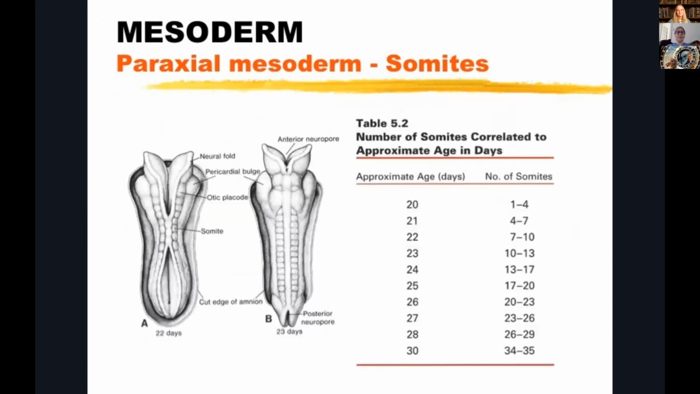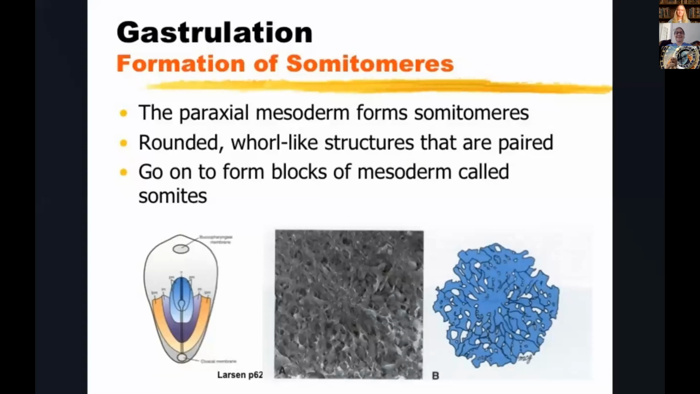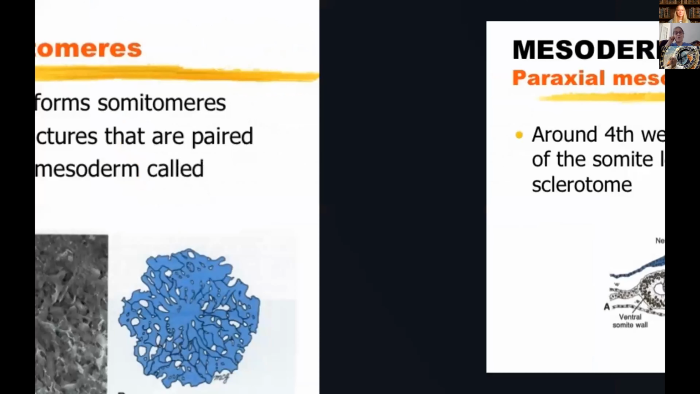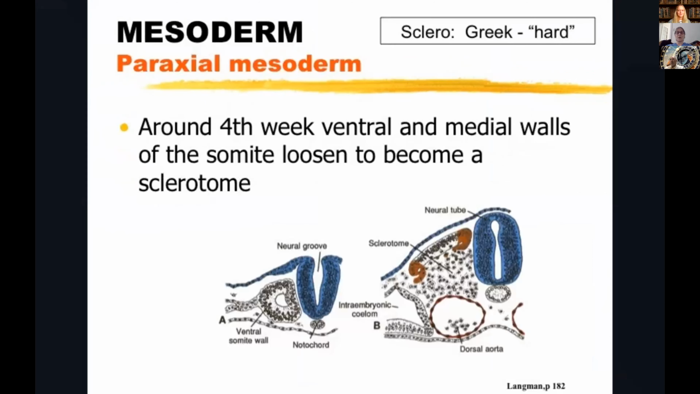So again, they come in exactly 3 at a time, and you can tell the age of the embryo by where the somites are. So the paraxial mesoderm, the mesoderm that's migrating near the axis of the developing embryo, creates these globs of tissue that are called somitomeres. And then they become those blocks of somites. And about the 4th week, the ventral and medial part loosen to become a sclerotome.